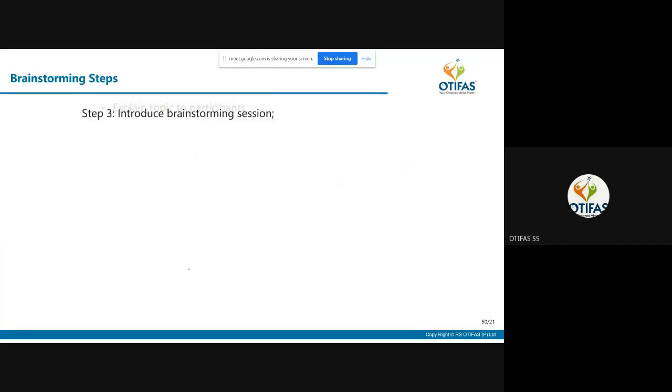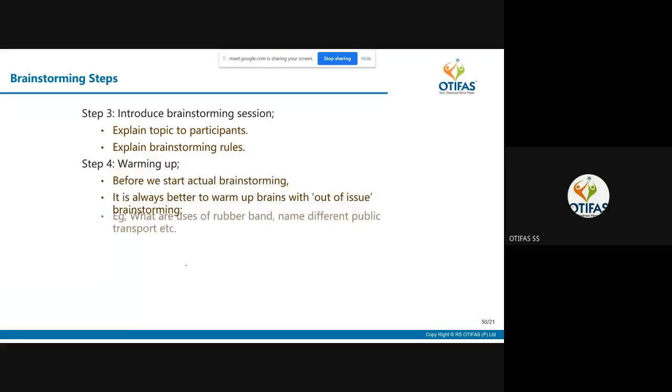Okay, the brainstorming step is to introduce it. Now warming up. It's very good to warm up the session before the actual thing. For example, suppose you want to conduct a brainstorming session here and just have a warming up session. So I just ask you, what are the different uses of a rubber band?